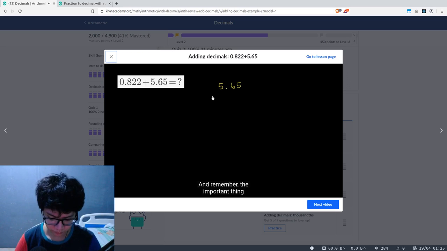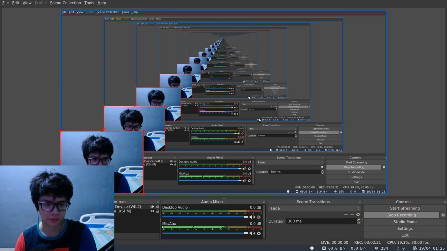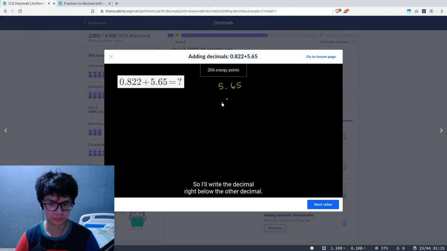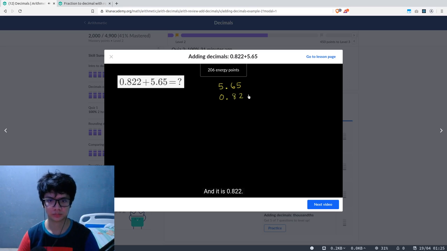So let's write 5.65. And remember, the important thing is that we line up the decimal points. Let me line up the decimal first. I'll write the decimal right below the other decimal. And then 0.822. And now we are ready to add.